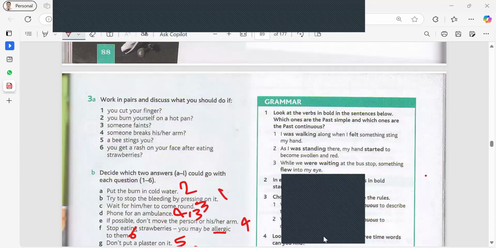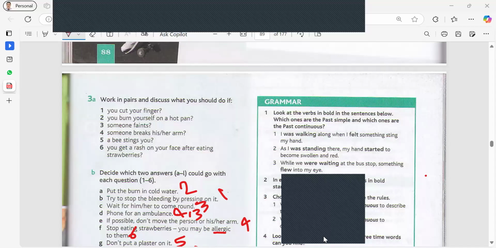Well, if you burn yourself, don't put butter or oil on it. That is the worst thing you can do, actually. You should cool the burn down, so put it in cold water for about 5 or 10 minutes. If it's a bad burn, you should cover it loosely with a clean cloth. Don't put a plaster on it, and then go to hospital.